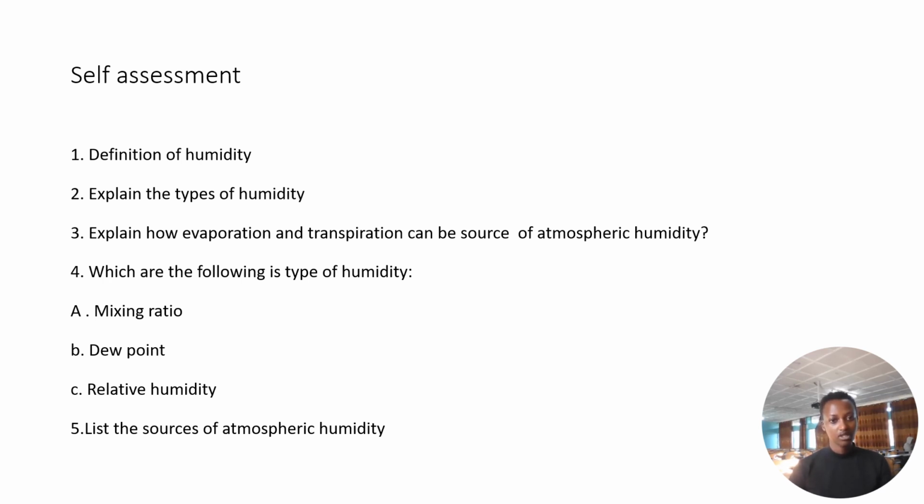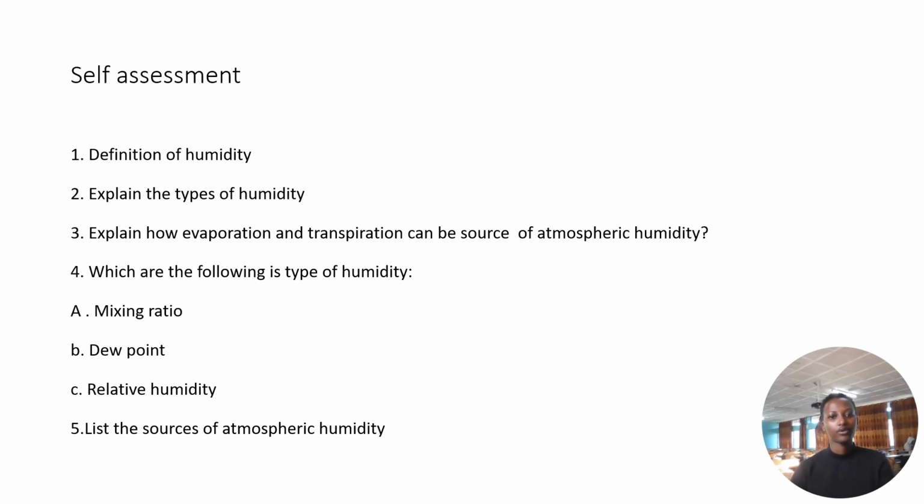Number two is to explain the types of humidity. Number one is relative humidity. Relative humidity is a measure of the amount of water vapor present in air compared to the maximum amount of water vapor the air can hold at a given temperature. Number two, we have absolute humidity. Absolute humidity is the measure of the actual amount of water vapor present in the air regardless of the temperature.